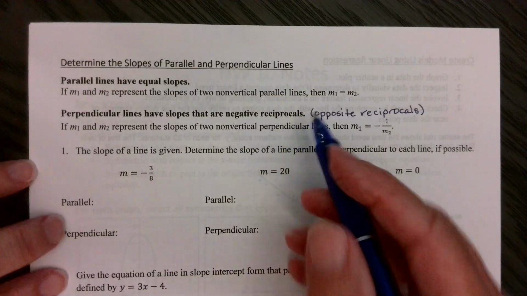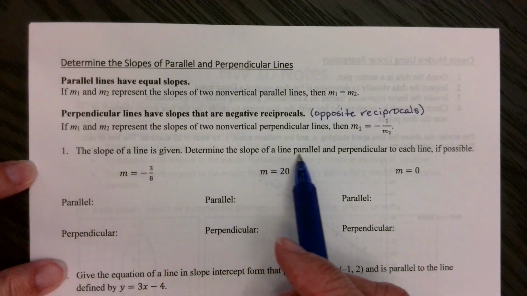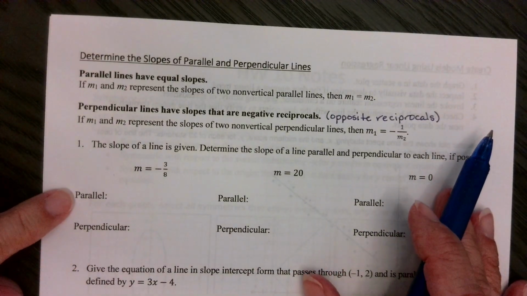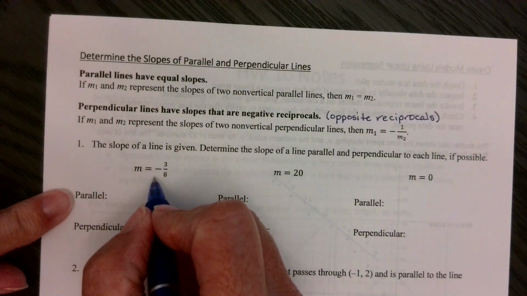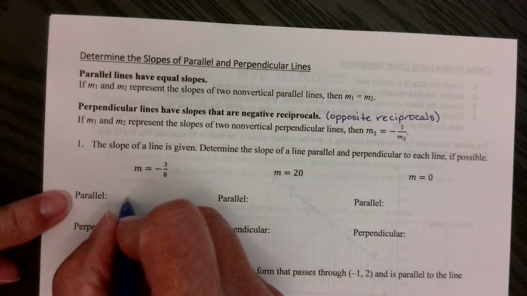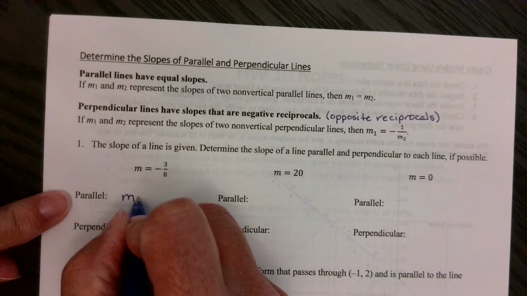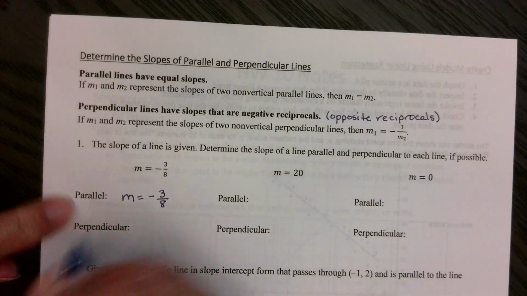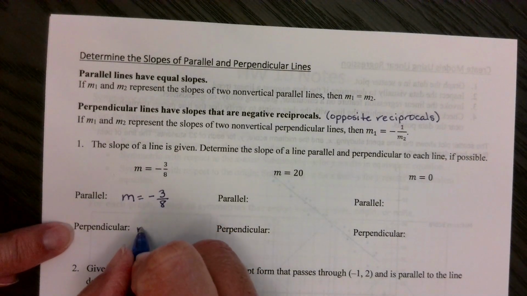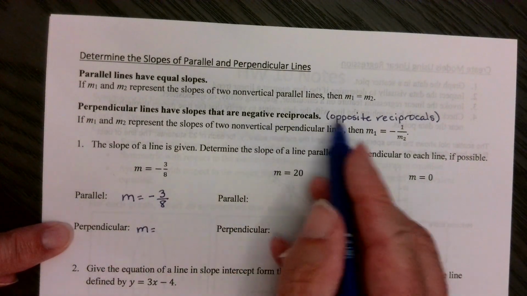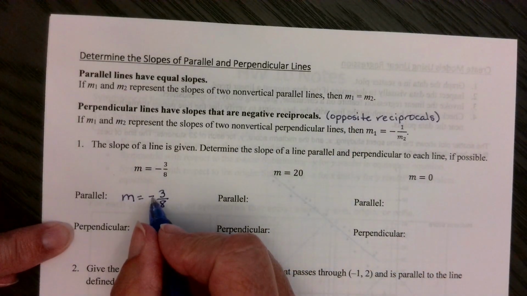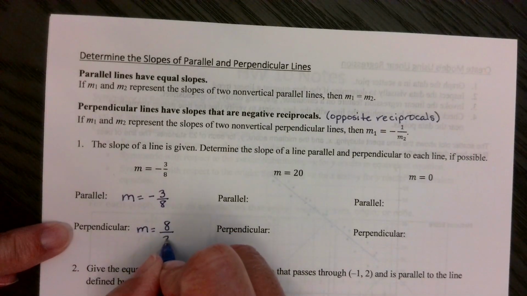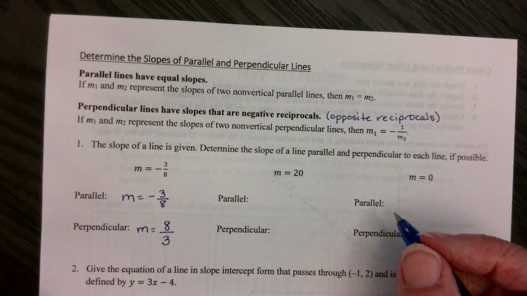All right, so the slope of the line is given. Determine the slope of the line parallel and perpendicular to each line if possible. Okay, so parallel. If this line they give you has a slope of -3/8, the parallel line is going to have -3/8. Perpendicular, you are going to take the negative reciprocal or opposite reciprocal. Opposite means it's going to be positive. Reciprocal means flip it. Don't forget to flip it and change the sign.